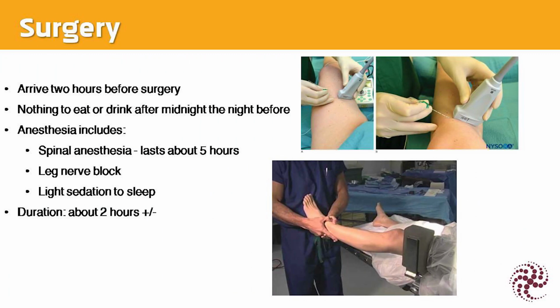For the surgery, you usually have to arrive several hours before surgery, with nothing to eat or drink after midnight the night before. Anesthesia usually includes spinal anesthesia, possibly a nerve block, or even a general anesthesia, depending on what your surgeon and anesthesiologist feel is the safest for you. The duration of the surgery is approximately 2 hours.